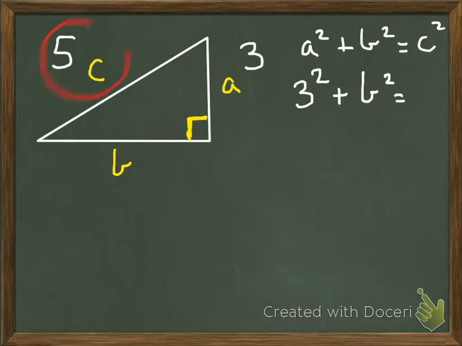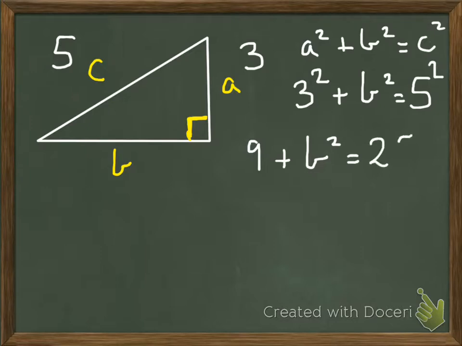Do I know what C is? Yes, it's 5. So I'm going to put in 5 squared. Now I'm going to work those things out. 3 squared is 9, plus, still don't know, B squared, equals 5 squared, which is 25. Now I need to rearrange the formula.